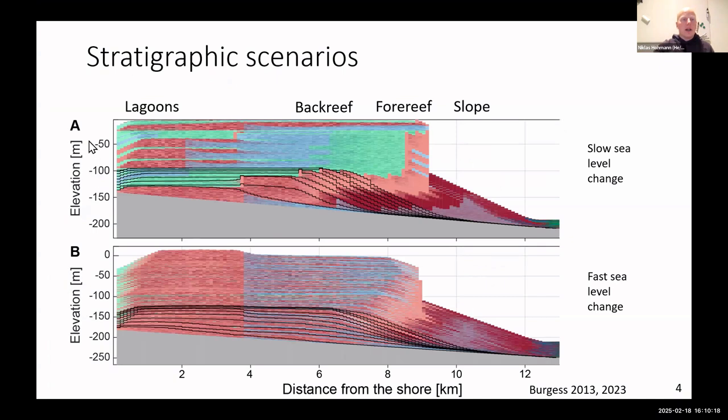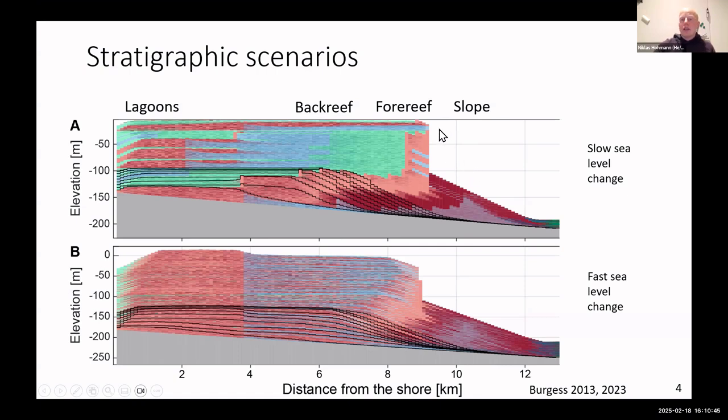So here, these are scenarios A and B. And this is a computer simulation of a carbonate platform. On the left side is onshore, on the right side is the deep sea. And then you can see the different depositional environments across the platform, from the lagoons, the back reef, the forereef with the high wave energy, and then essentially going into the slope where we have continuous shedding of sediment from the carbonate platform into the slope.